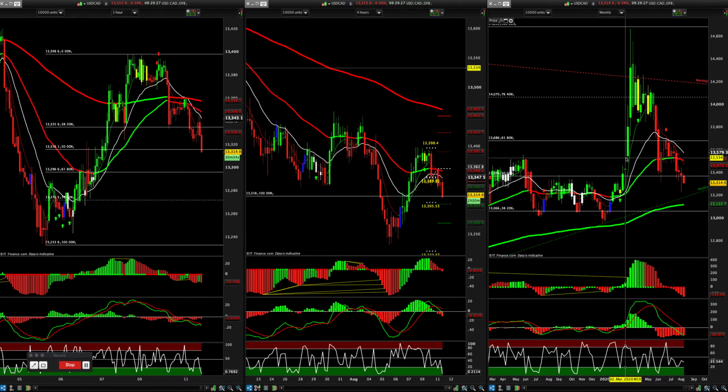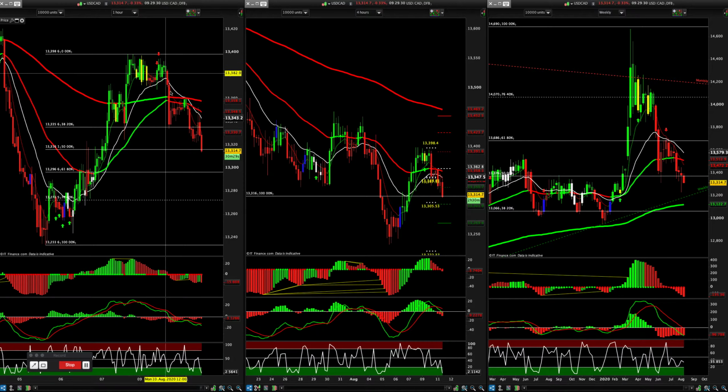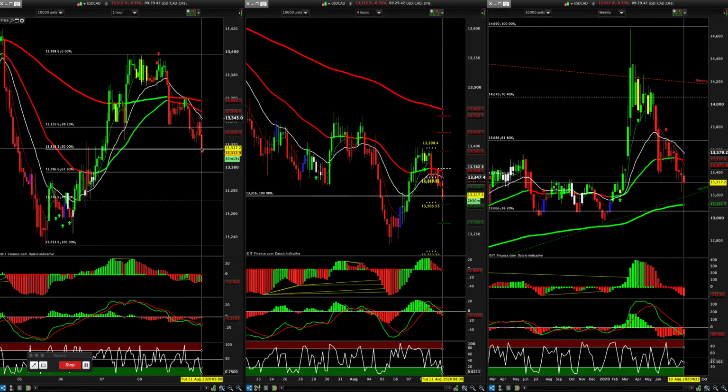Okay, so we are looking at the dollar CAD for continuation short. So we've had the first move down to 38.2, bounced off that, retested it, consolidated a little bit, and then it's broken today. Just extended to 50%, seems to be wanting to keep going.